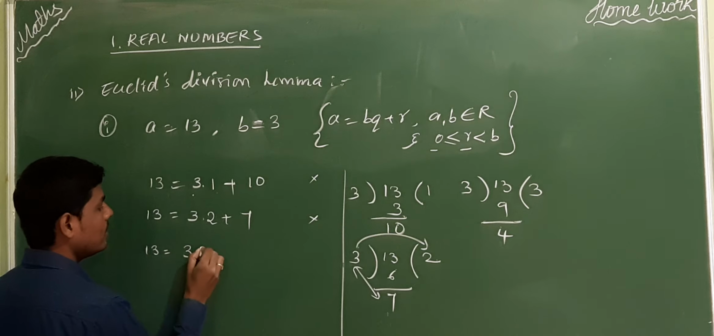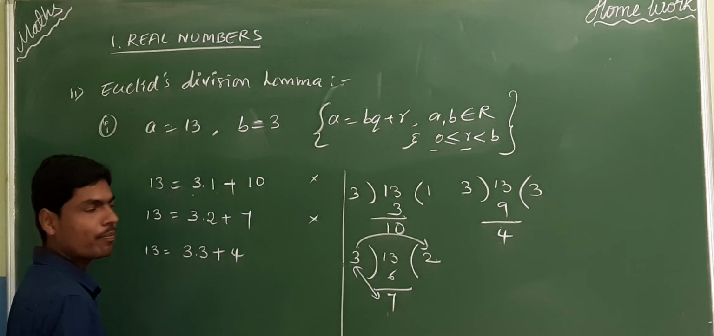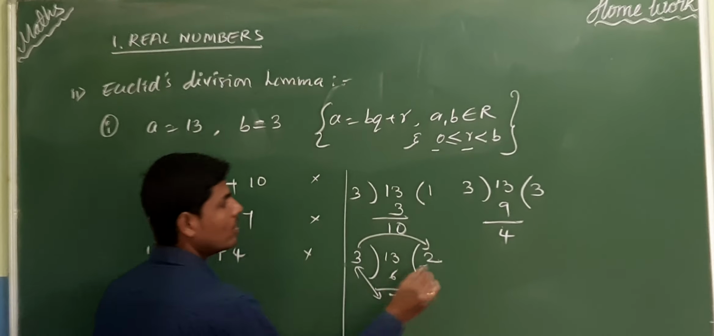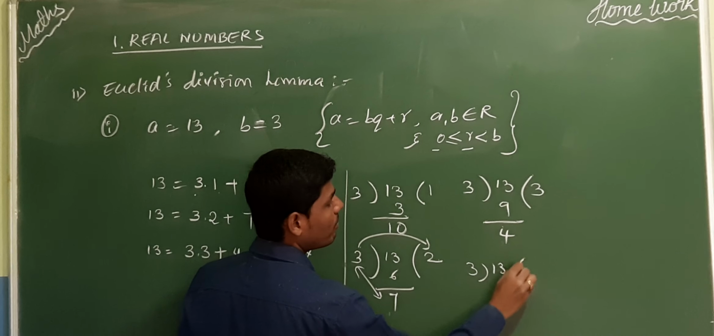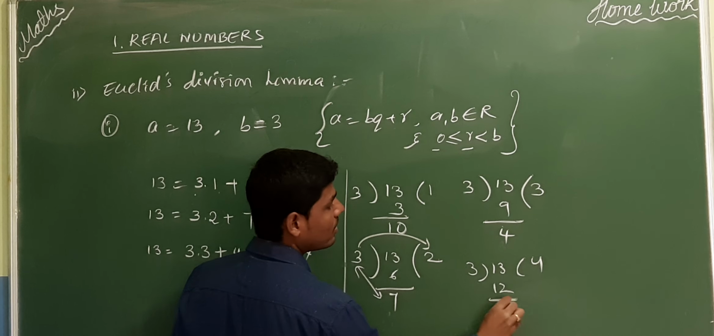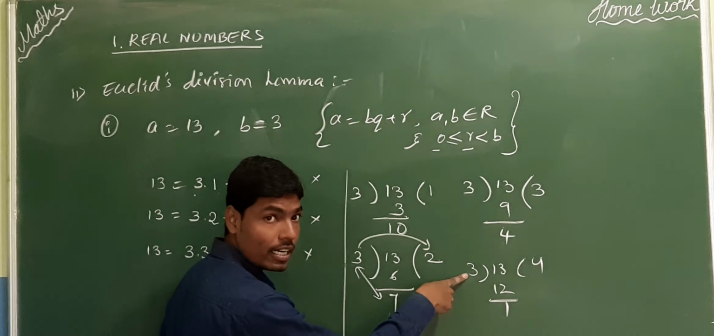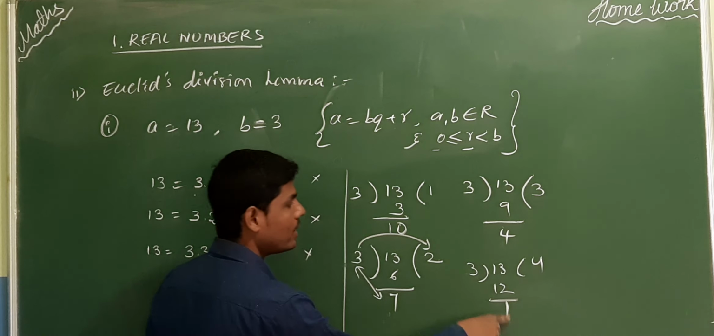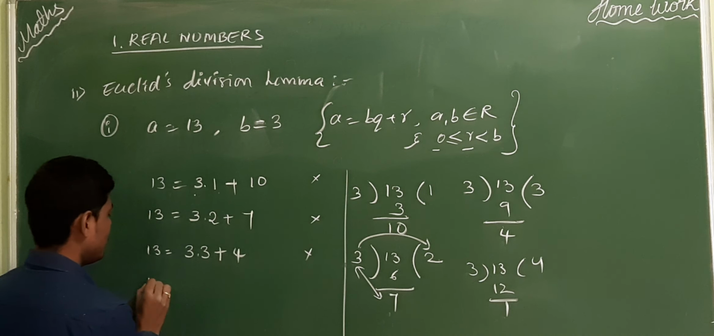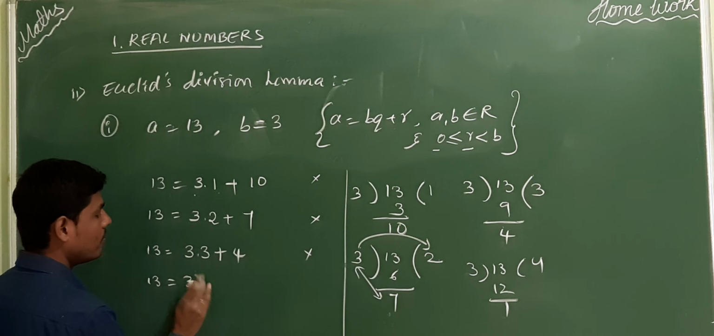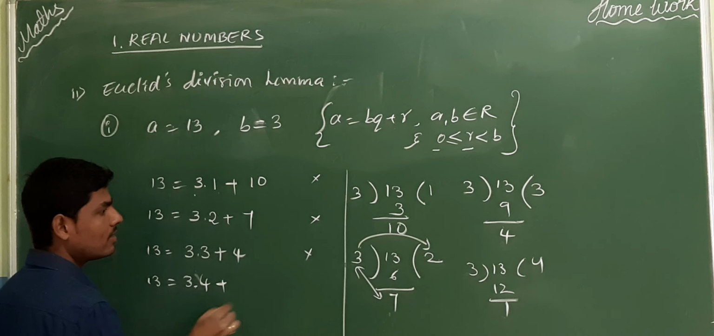But apply here: 3 into 3 plus 4. This step is also wrong. Now go with the 4 table. 3 fours are 12. Is this condition followed here? Yes. The divisor is greater than the remainder. That is 13 is equal to 3 into 4 plus what is the remainder?